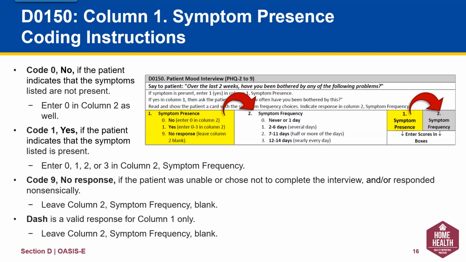Now, a dash is also a valid response for column 1 only. If you were to use a dash, then you would leave column 2 symptom frequency blank. So you can see in these coding instructions how this coding of symptom presence can define how symptom frequency is coded as well.